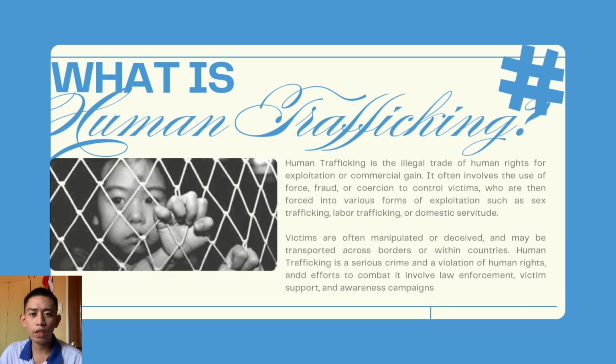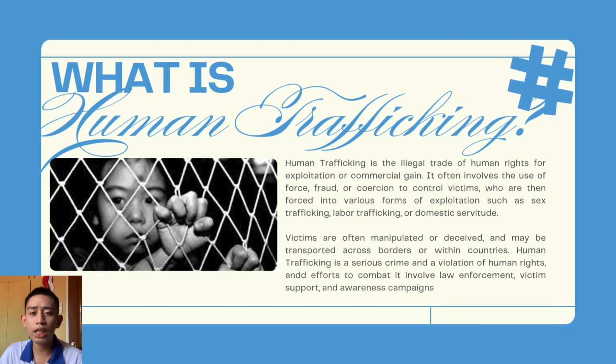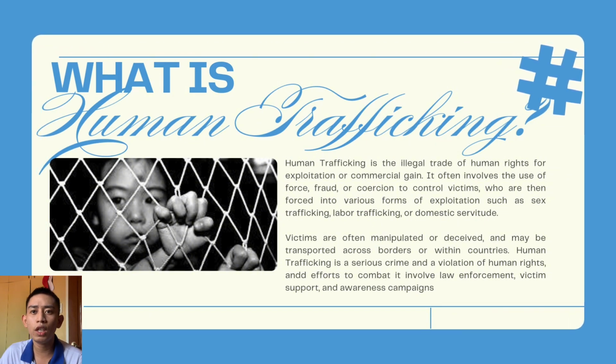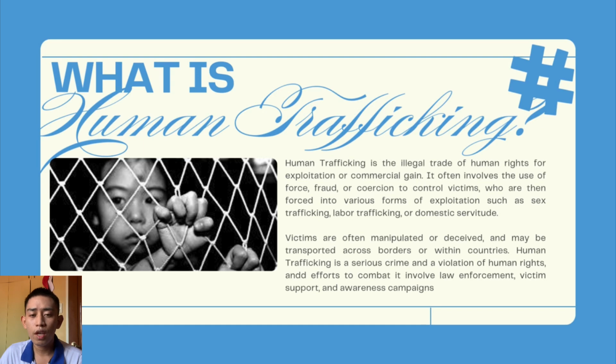What is human trafficking? Human trafficking is the illegal trade of human beings for exploitation or commercial gain. It often involves the use of force, fraud, and coercion to control the victims, who are forced into various forms of exploitation, such as sex trafficking, labor trafficking, and domestic servitude. Victims are often manipulated or deceived and may be transported across borders or within countries.